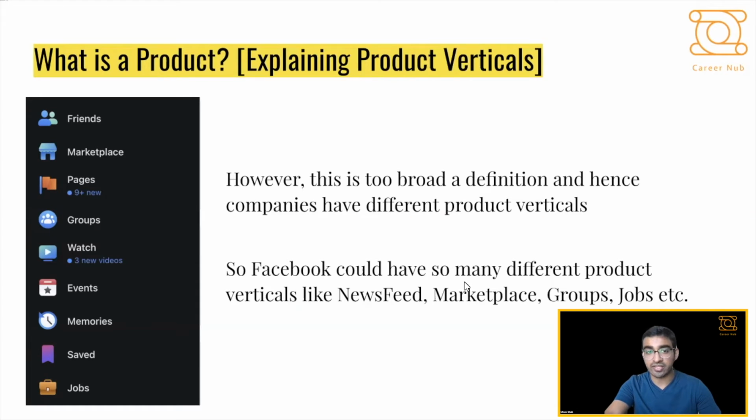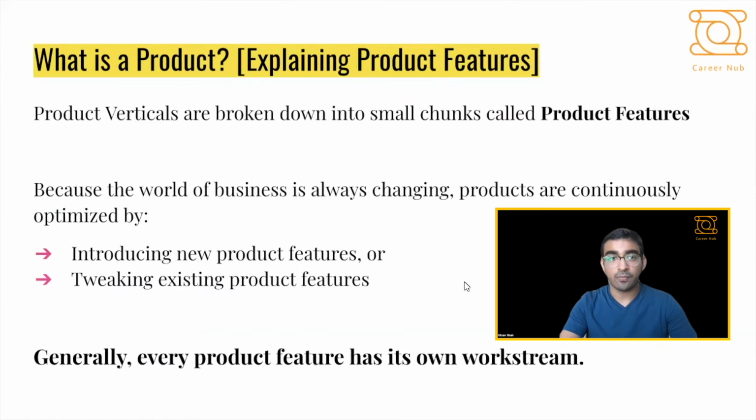So, Facebook, for example, could have so many different product verticals like newsfeed, marketplace, groups, jobs, etc. Product verticals are then further broken down into smaller chunks called product features. Because the world of business is always changing, products are continuously optimized by either introducing new features or tweaking existing product features. Generally speaking, every product feature has its own workstream.